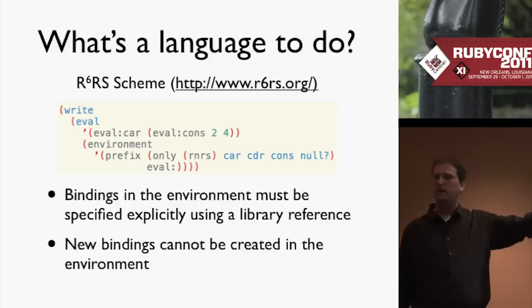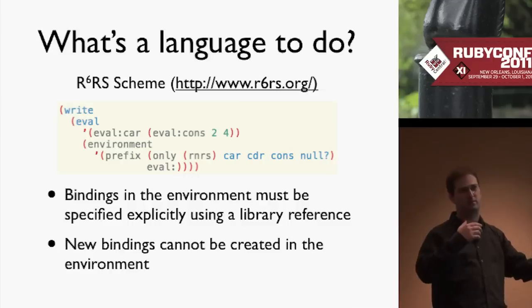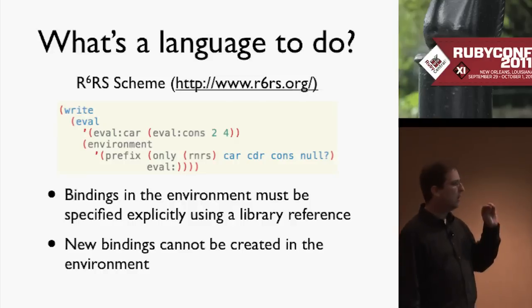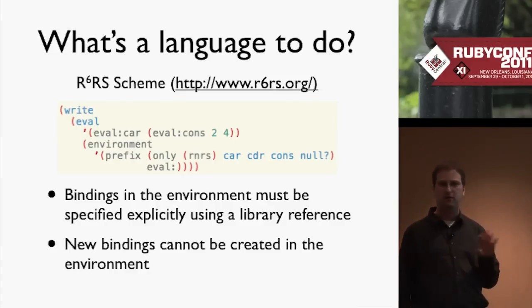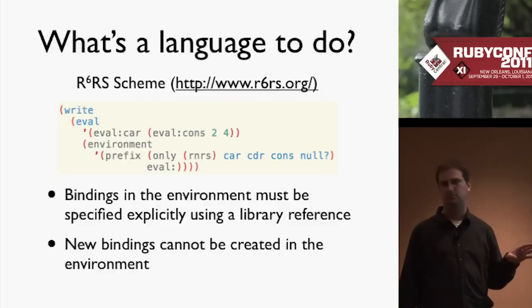You can also rename. You can also limit, right? So you can take all the bindings except for these bindings. So they have a series of forms which are really nice for manipulating these. Importantly, though, you can't create any new bindings in an environment. So you can get the environment from a library, that's fine. You can get all the bindings, you can use their values, but you can't change them.